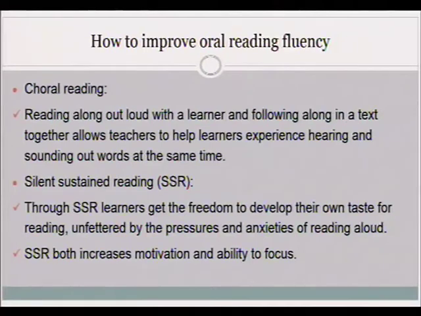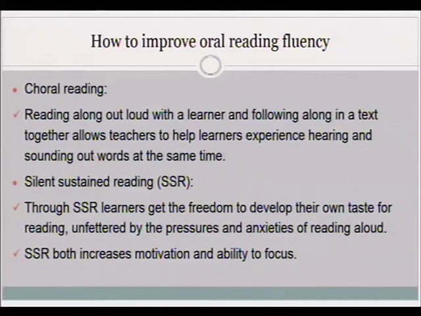Choral reading is also another way of improving reading fluency. Reading along out loud with a learner and following along in a text together allows teachers to help learners experience hearing and sounding out words at the same time. So you and your class read together at once. Those that are struggling with words can pick up how to pronounce those words along the way.